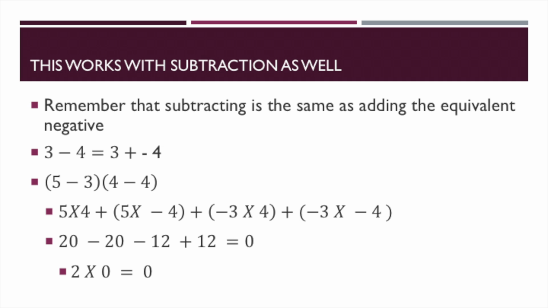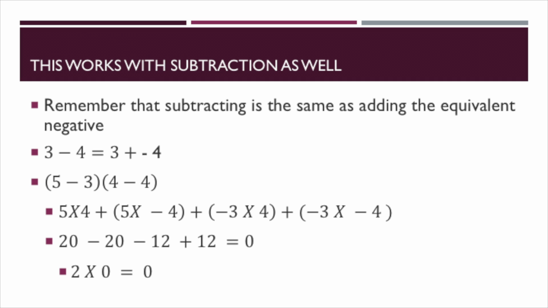Now remember, we can do this with subtraction as well, because subtracting a number is the equivalent of adding the negative number. So 3 minus 4 is the same as 3 plus negative 4. So now let's take (5 minus 3) times (4 minus 4). Well, we take 5 times 4, plus 5 times negative 4, plus negative 3 times 4, plus negative 3 times negative 4, which gives us 20 minus 20 minus 12 plus 12 equals 0.